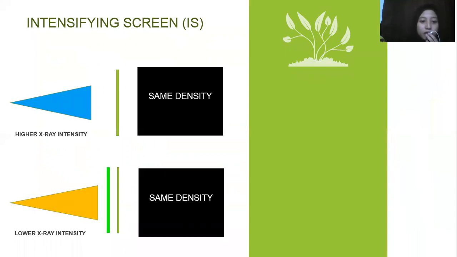Intensifying screen, or ES. The function of the intensifying screen is to convert X-ray photons into visible light photons. ES is more sensitive to visible light. To obtain the same density, less X-ray is required on films using ES than on those that are not.